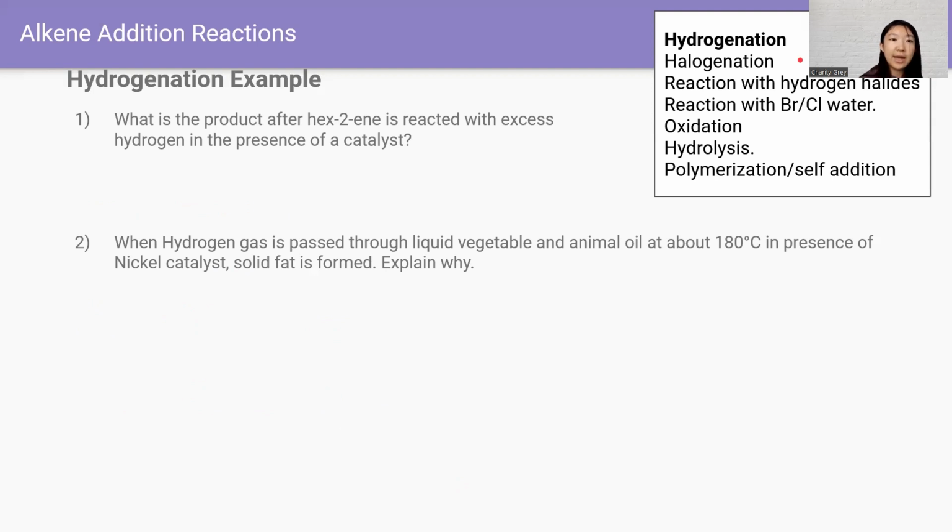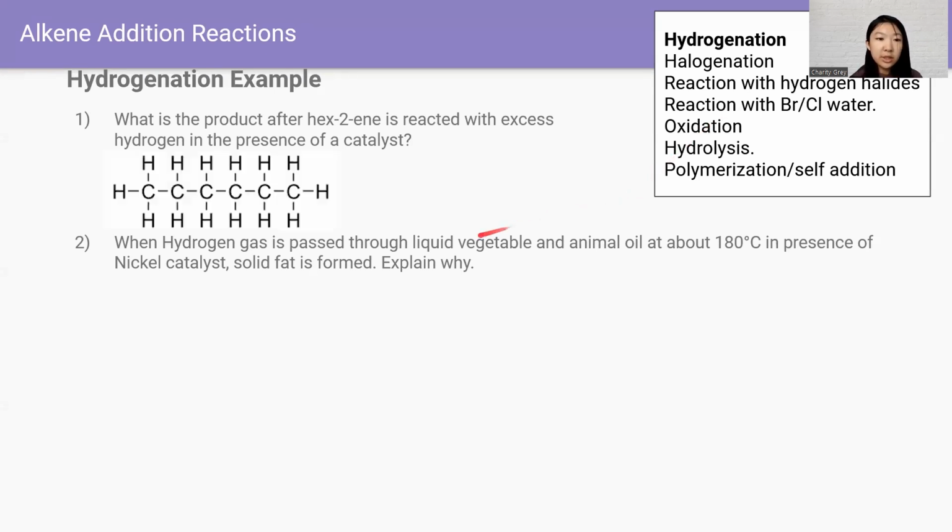So now we're going to look at a hydrogenation example. Please pause the video now and try out these two examples. Unpausing the video right now, let's take a look at the first example. What is the product after hex-2-ene is reacted with excess hydrogen in the presence of a catalyst? Let's take a look at the answer.